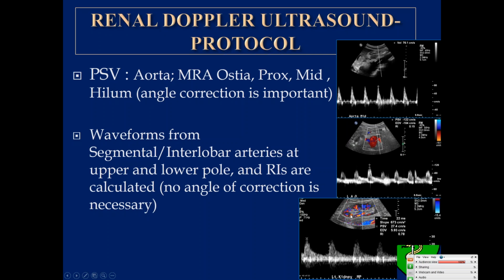Later on, we're also going to assess waveforms in the cortex or in the segmental vessels within the parenchyma of the kidney. And usually we get 3 segmental waveforms and decide if there are any tardus parvus waveforms present, and we'll talk about it later.